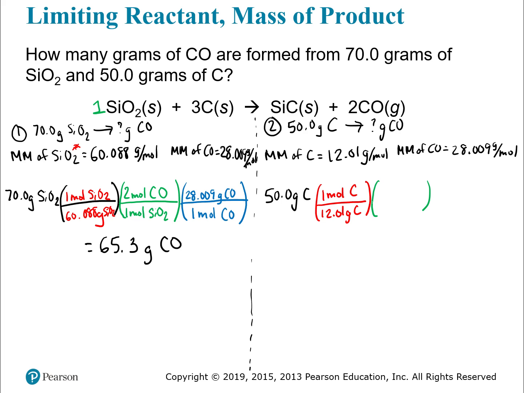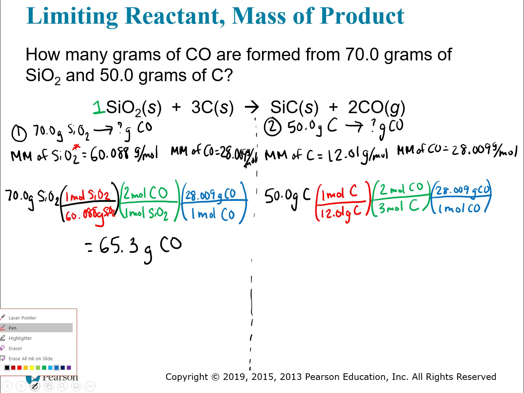Next comes our mole-mole ratio. Still going to be the same 2 moles of carbon monoxide in the top, but this time we care about how many moles of carbon, and that goes in the bottom. Finally, now that we've got our moles of carbon monoxide, we use its molar mass to figure out how many grams we would make.